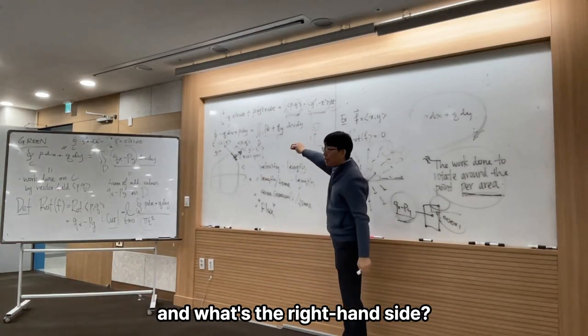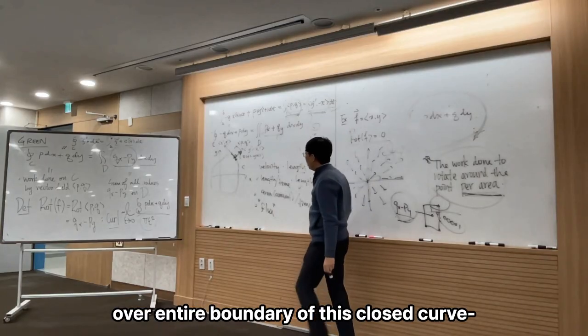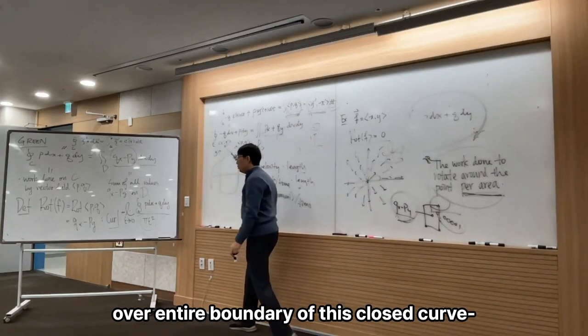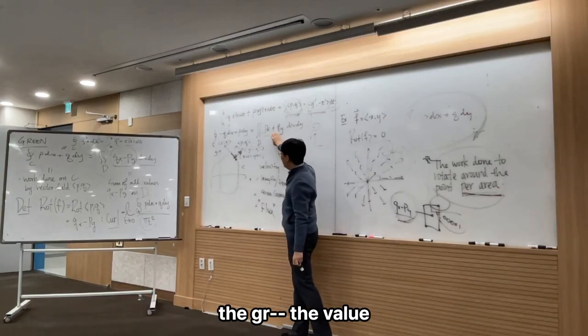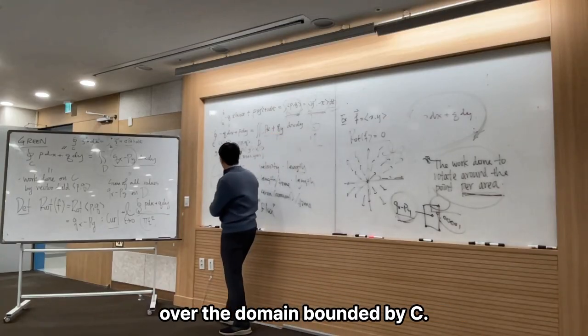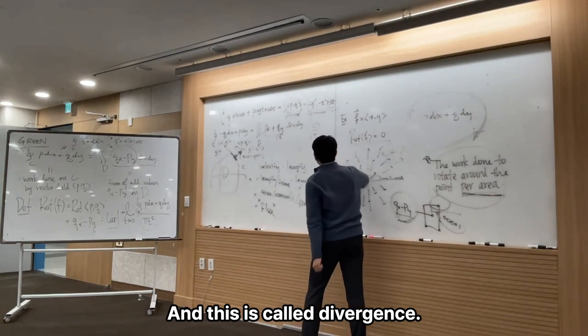And what's the right-hand side? It says that you can compute the flux over the entire boundary of this closed curve by simply integrating this thing, the value, over the domain bounded by C. And this is called divergence.